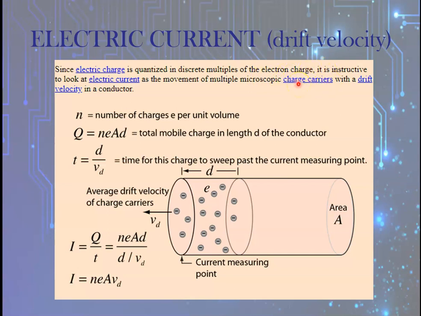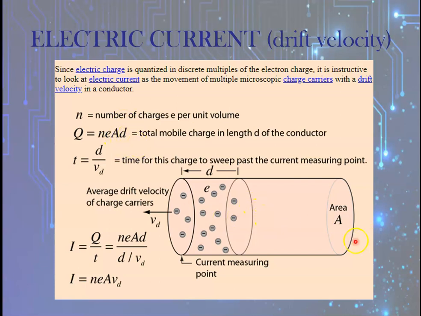Now, how do we find this drift velocity? Drift velocity is symbolized as Vd. Let's say n is the number of electron charges per unit volume. I know that Q, which is the charge, is equal to n, the number of charge carriers per unit volume, times e, the electron charge, times the area A, times the distance.